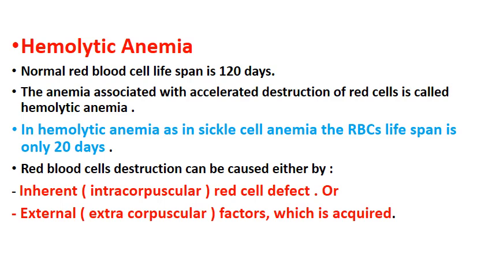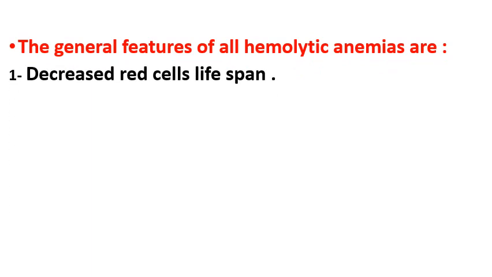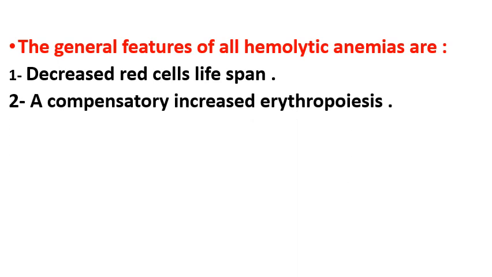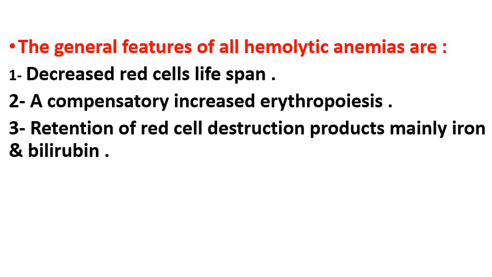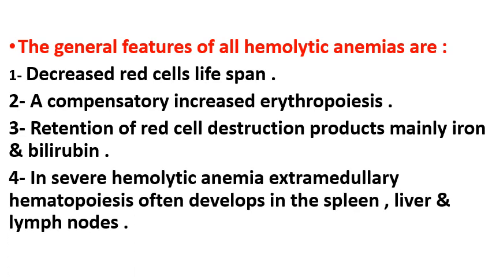Red blood cell destruction can be caused either by an inherited intracorpuscular red cell defect, or by an extracorpuscular factor, or it can be acquired. The general features of all hemolytic anemias include decrease in the red blood cell lifespan, compensatory increase in erythropoiesis, and retention of red blood cell destruction products, for example iron and bilirubin. In severe hemolytic anemia, extramedullary hematopoiesis develops in the spleen, liver, and nodes.